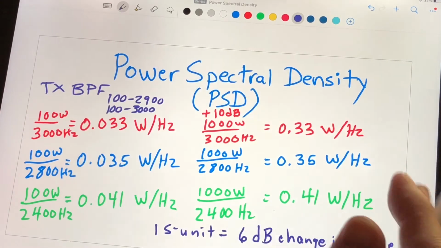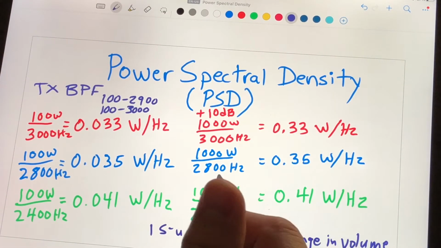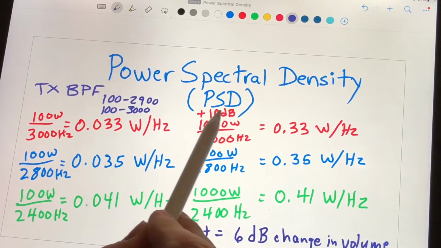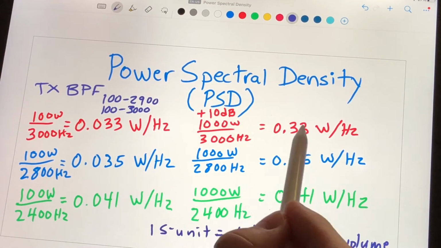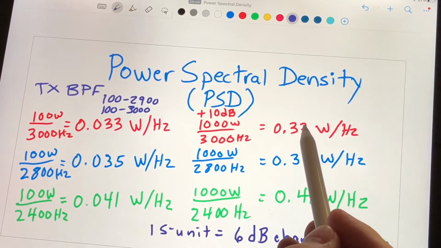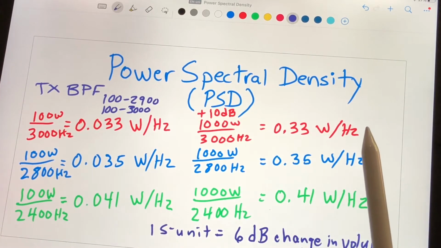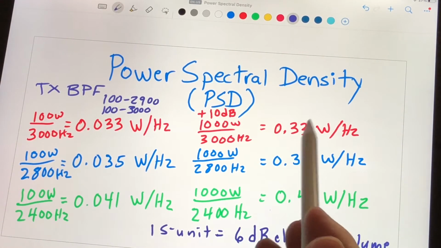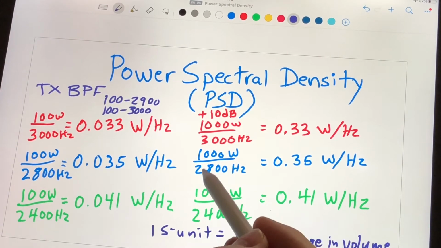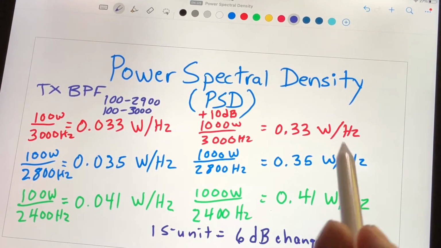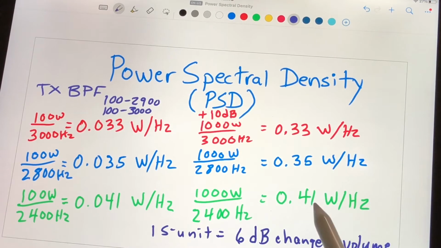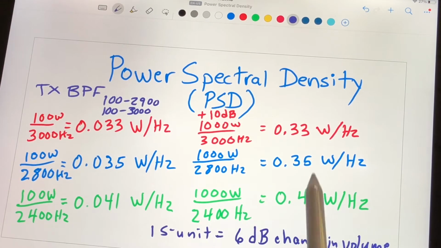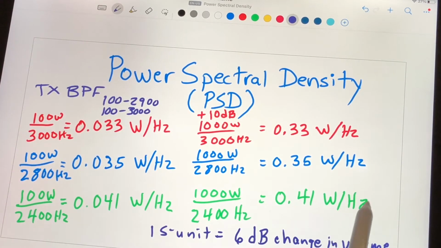So now I'm just going to factor in an amplifier. Let's say that you turn on a 1000 watt amplifier. That's a 10 dB increase in power, plus 10 dB. Well, you can see how that's going to work out. We're just moving the decimal one place to the right. The 1,000 watts divided by 3,000 hertz is 0.33 watts per hertz. 1,000 divided by 2,800 is 0.35 watts per hertz. And then 1,000 watts divided by 2,400 hertz is 0.41 watts per hertz.